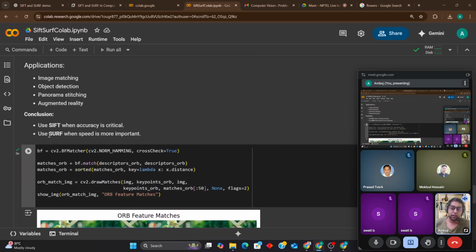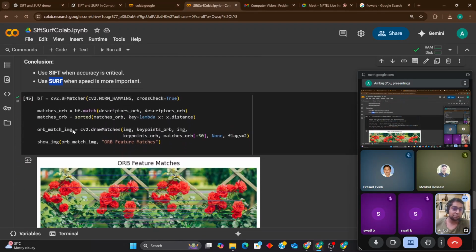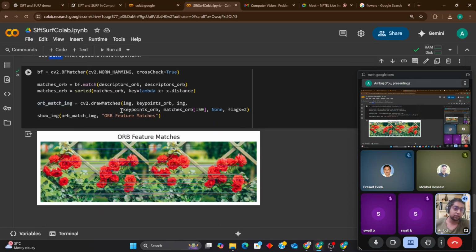Sorry for that, I deleted the SURF code. I prepared it, but it just got deleted. In the notebook, I'll provide you both the feature matchings, using ORB as well as SURF. After performing the Lowe's ratio test, using SURF and using ORB.